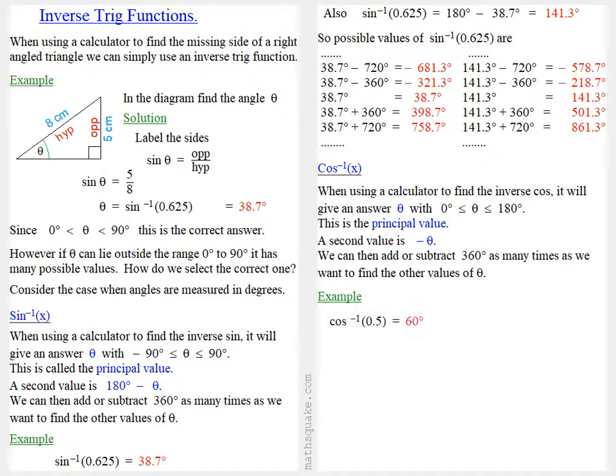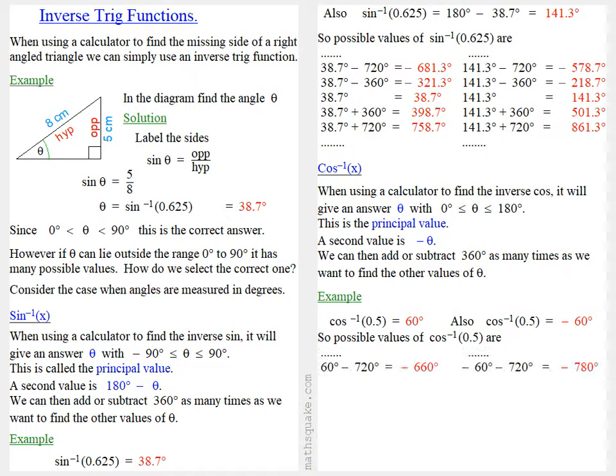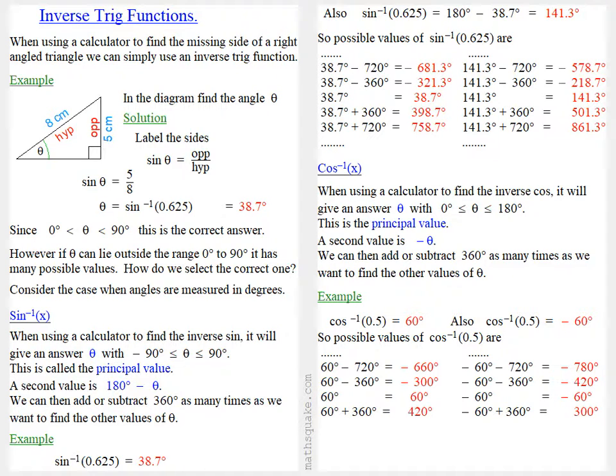As an example, let's find the inverse cosine of 0.5. Well, when we do that on a calculator, that gives us 60 degrees. So the principal value is 60 degrees. And we also have another important value, which is minus 60 degrees. So the possible values of the inverse cosine of 0.5 are 60 degrees plus or minus any multiple of 360 degrees, or minus 60 degrees plus or minus any multiple of 360 degrees. Some of those results are shown in the table below.